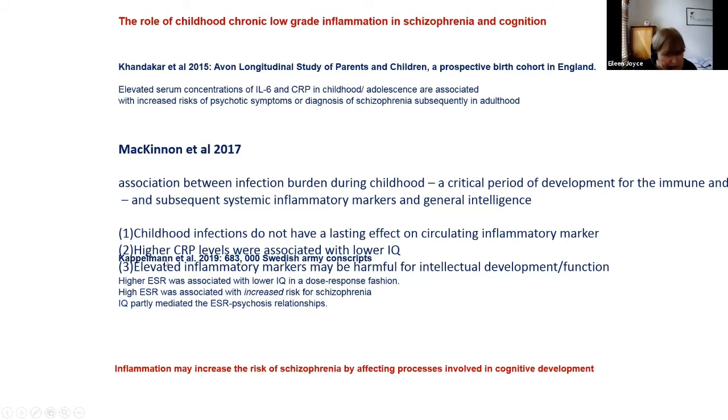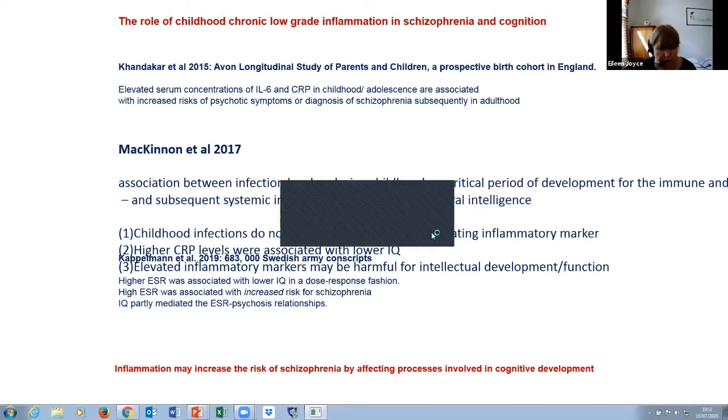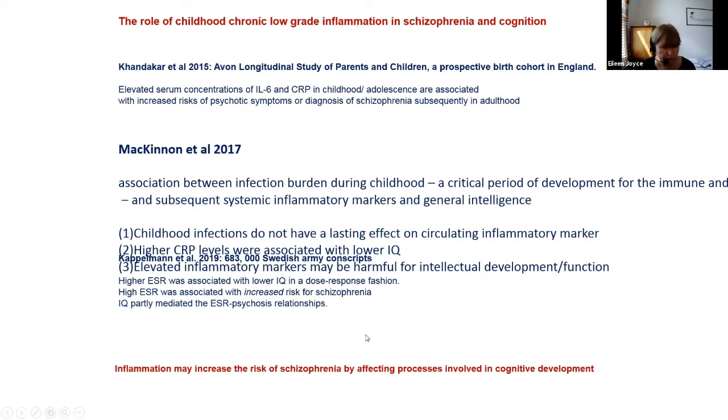And this other study here, the Kappelman study, which is not looking at the ALSPAC cohort, but looking at young people who were conscripted into the army, nearly 700 young people, showed that a higher ESR was associated with a lower IQ in a dose-response fashion. When they looked at them later on, after they'd been conscripted into the army and became adults, this higher ESR was associated with an increased risk of them developing schizophrenia, and the IQ partly mediated the link between inflammation and the onset of psychosis.